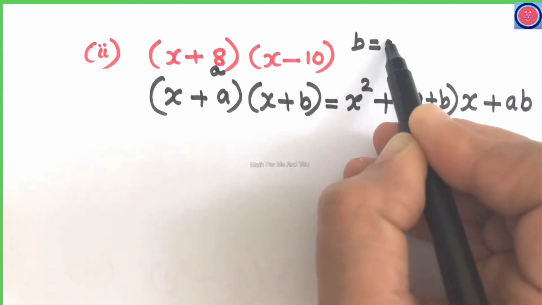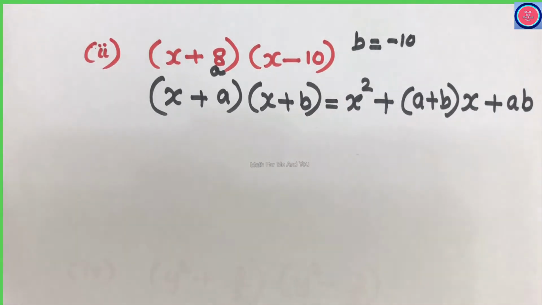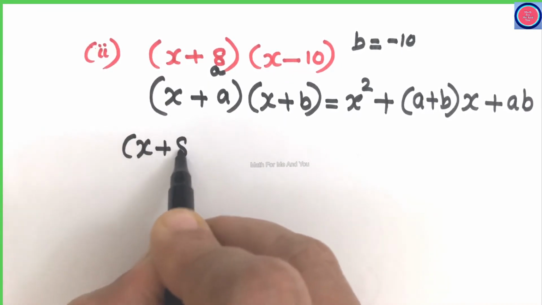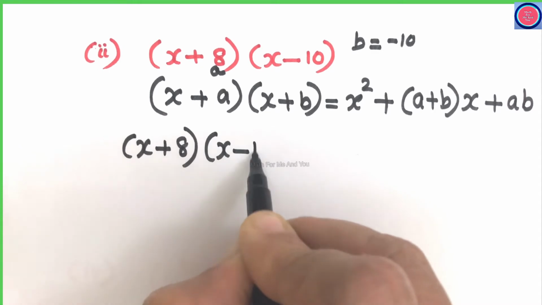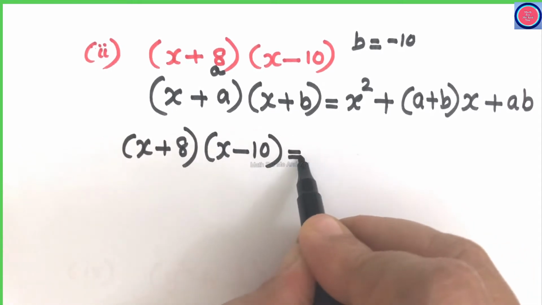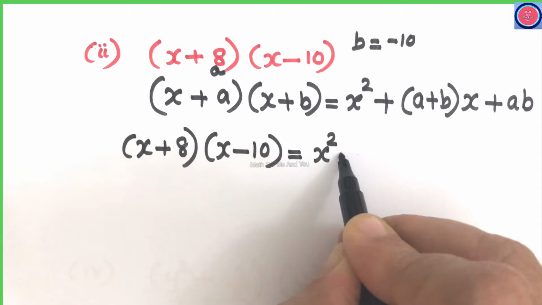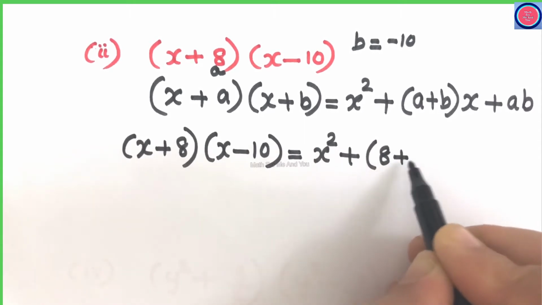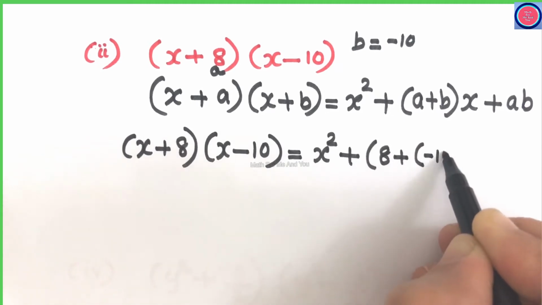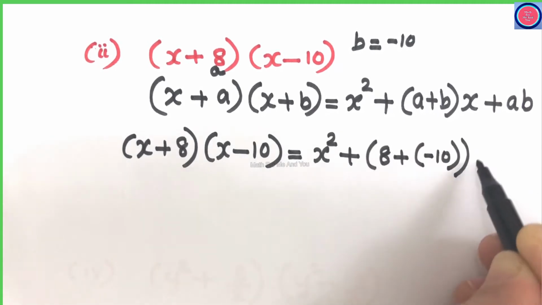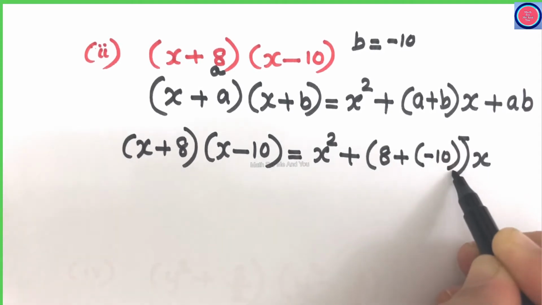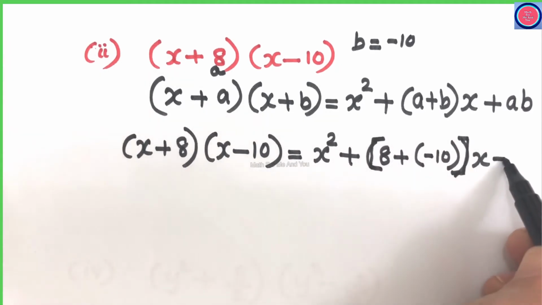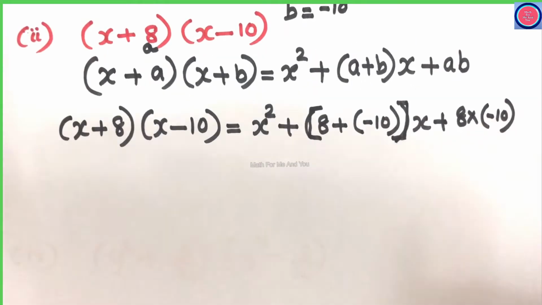In the identity, the second bracket is x plus b. Here the second bracket is x minus. That means the number is negative. Now we can write the question and then we can write the answer. x plus 8 into x minus 10 is equal to x square plus, in bracket we can write a plus b. That means 8 plus, what is b? Minus 10. Close the bracket. We can use a square bracket over here because already a simple bracket is used inside. Times x plus ab, that means 8 times minus 10.